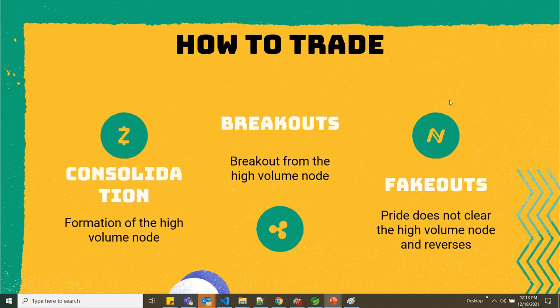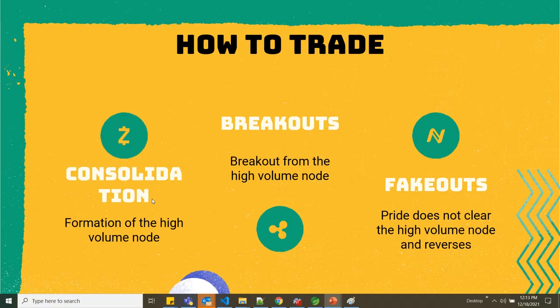So now let us see how to trade consolidation, breakouts and fakeouts. As you see, consolidation is nothing but the formation of a high volume node. On TV or in some video you must have heard that price is consolidating. What price is doing is forming a high volume node. So unless and until that high volume node is breached, the price will consolidate. A breakout will be confirmed only when the high volume node is breached.